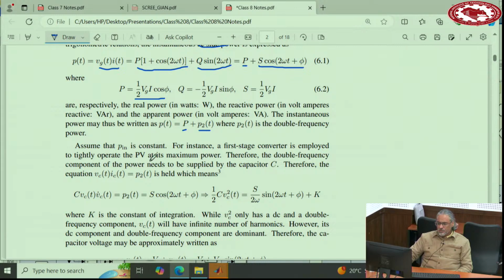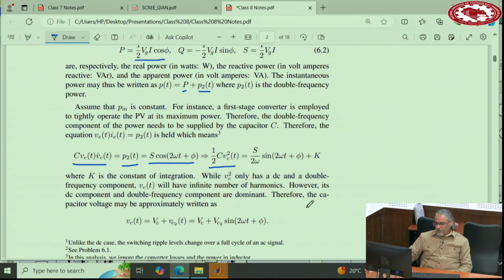Now, if that AC wants to come from the capacitor, that means P2 should be CV_C dV_C/dt, so it's equal to this one. You can solve this equation and you realize that will give you this equation here. And then you can find V_C, which, generally speaking, will be a complicated function. But if you approximate that function, it will give you a DC plus a second harmonic. So the voltage of the capacitor will be a DC plus a second harmonic. There will be other harmonics also, but they are very small, so we can safely ignore them.